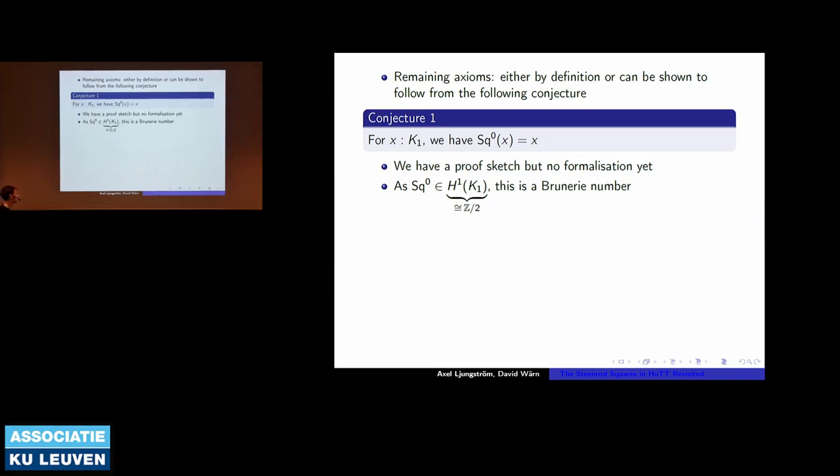And this is also funny because then actually you can view SQ0 here as living in H1 of K1, which is isomorphic to Z mod 2. So actually, if you want to prove that, all you need to prove is that SQ0 is 1 under this equivalence. So actually, you have yourself a Brunner number. Again, and does it compute? No, of course not. This is the ghost of Brunner.